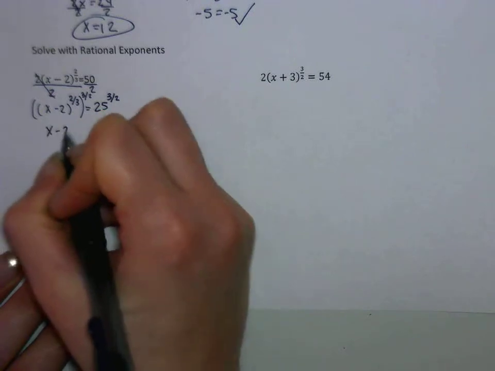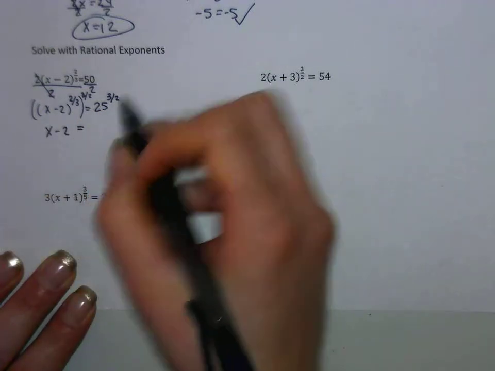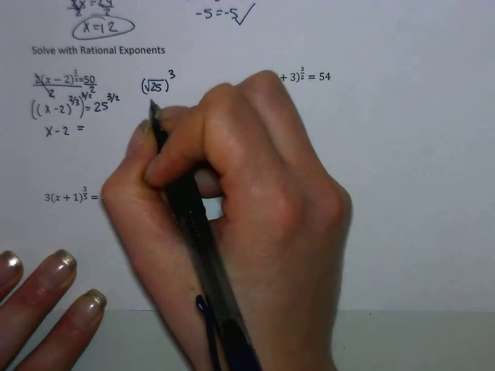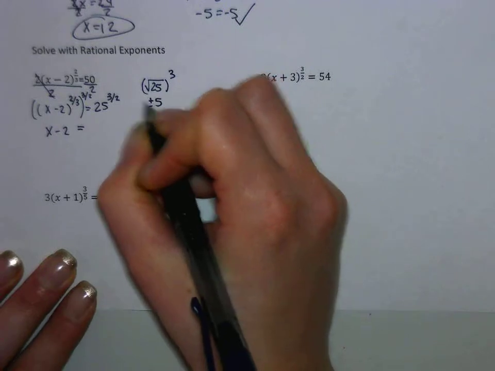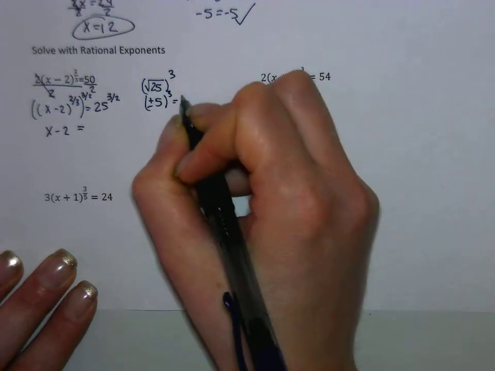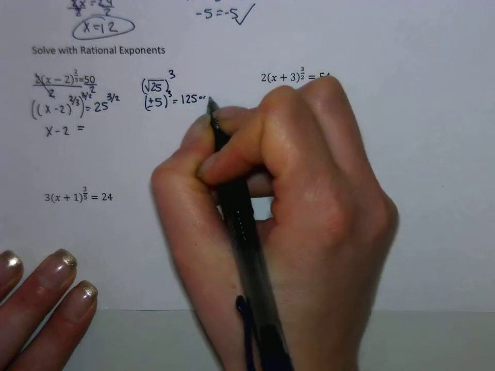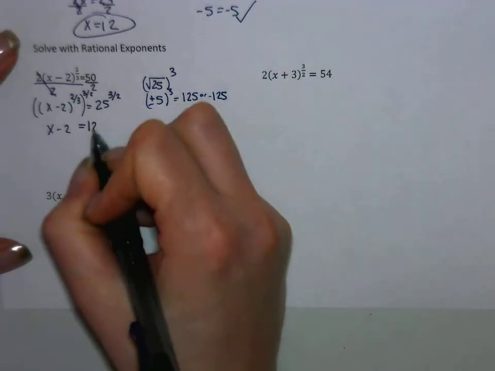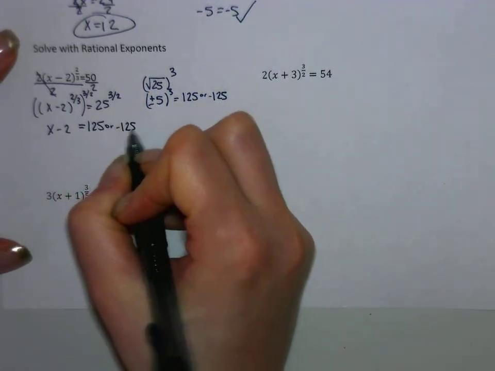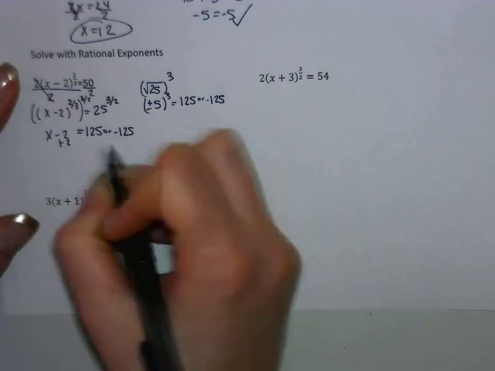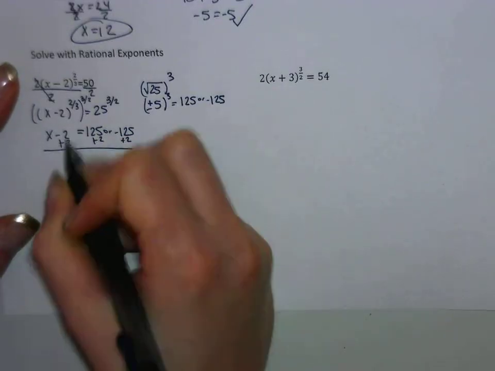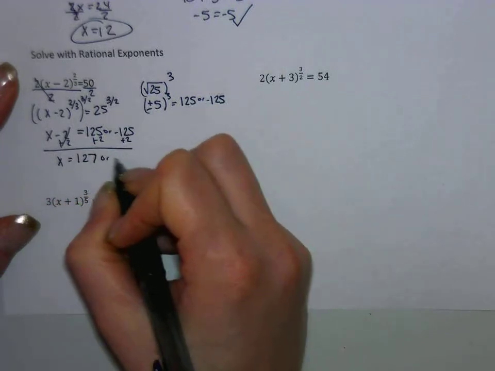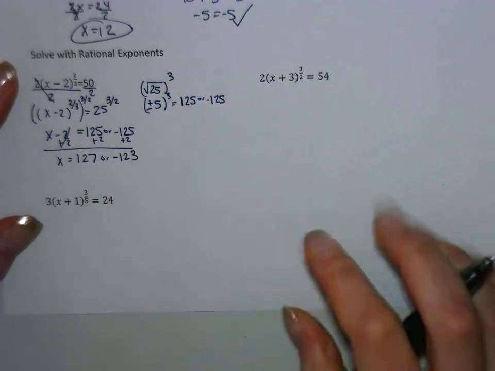So we have x minus 2 equals, when we do 25 to the 3/2, it's really the square root of 25 to the 3rd power. Remember, the square root of 25 is plus or minus 5, to the 3rd power, which means we have a positive 125 or a negative 125. So we can add 2, but make sure we add 2 to both of our solutions. So x can equal 127 or negative 123.